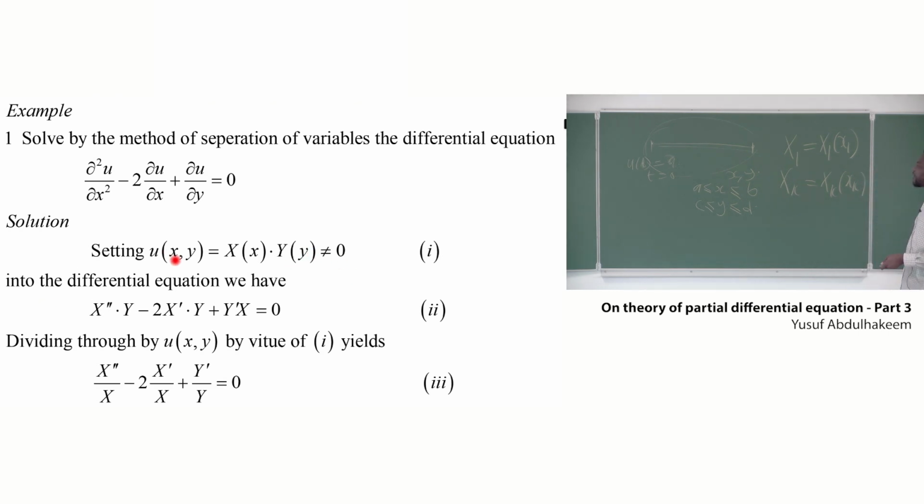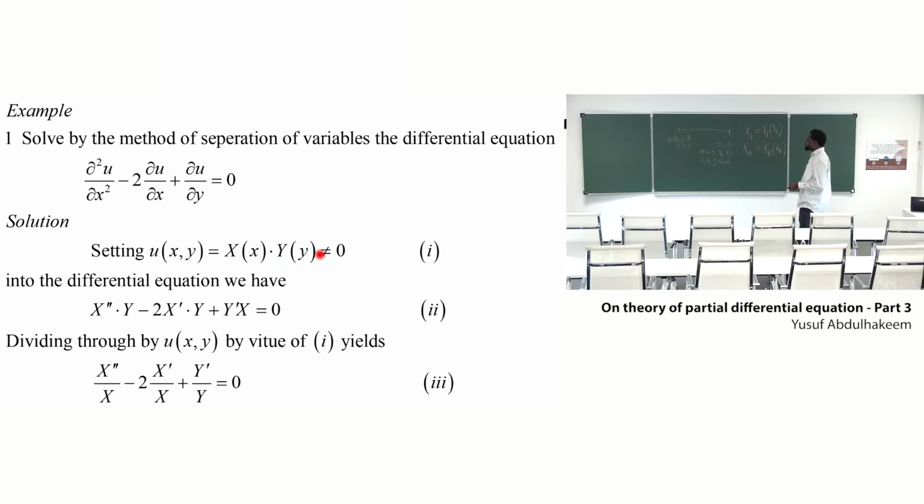Now we are going to differentiate this. We are going to look for ∂u/∂y, ∂u/∂x, and ∂²u/∂x². Then we substitute it into the differential equation. Then the next thing we are going to do is to divide through by X of x, Y of y. So this is what we are trying to say in essence.